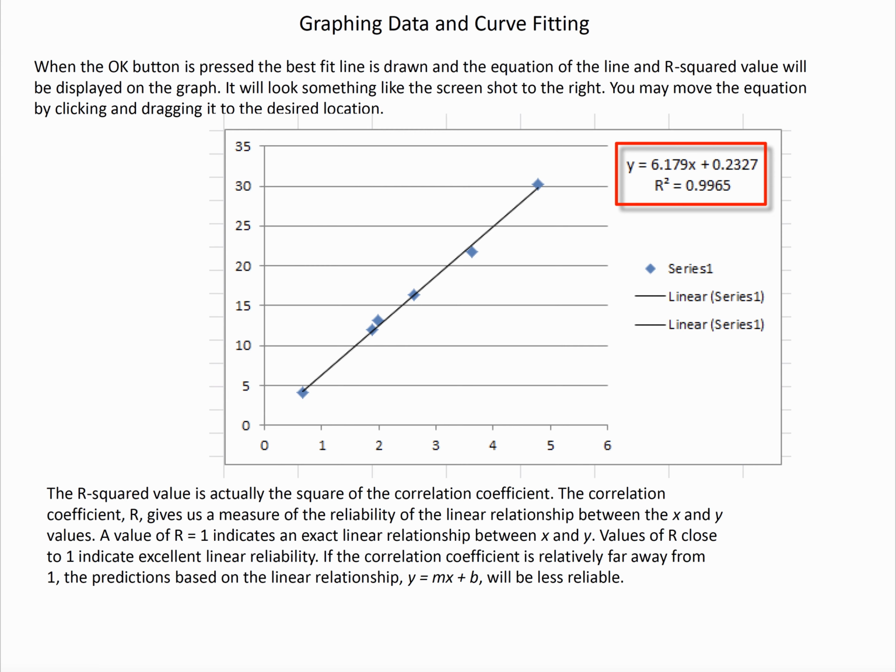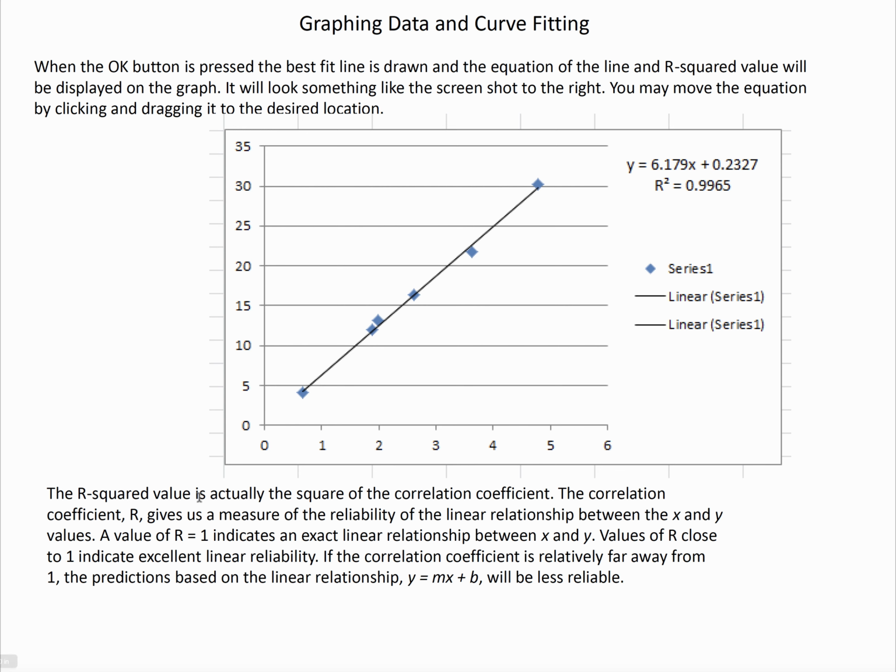You may move the equation by clicking and dragging it to the desired location. So you'll notice here when you click on it, your R-squared value, the square of the correlation coefficient, and your full y equals mx plus b. As I said before, you're going to delete the plus b part. You'll notice that we have y and x here. We don't have any y or x in our graph, so you're going to have to change those. And then you're going to delete this legend, series 1.